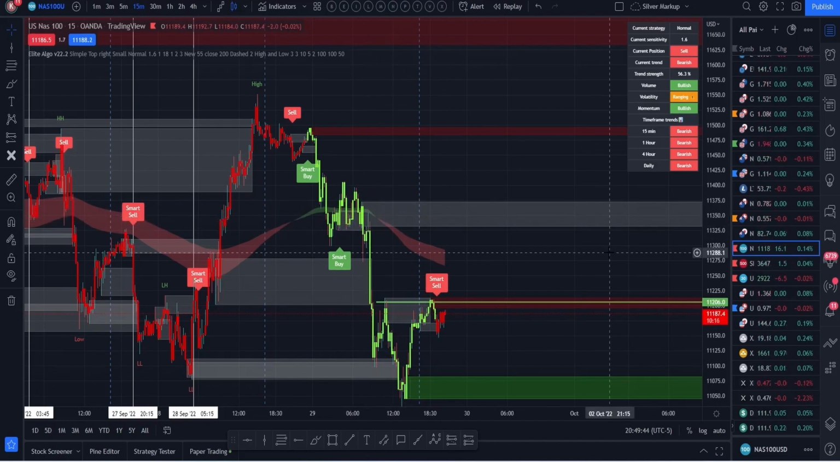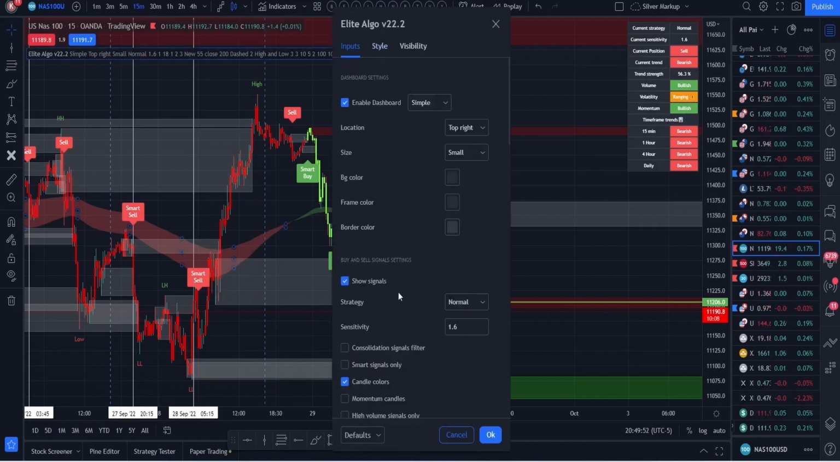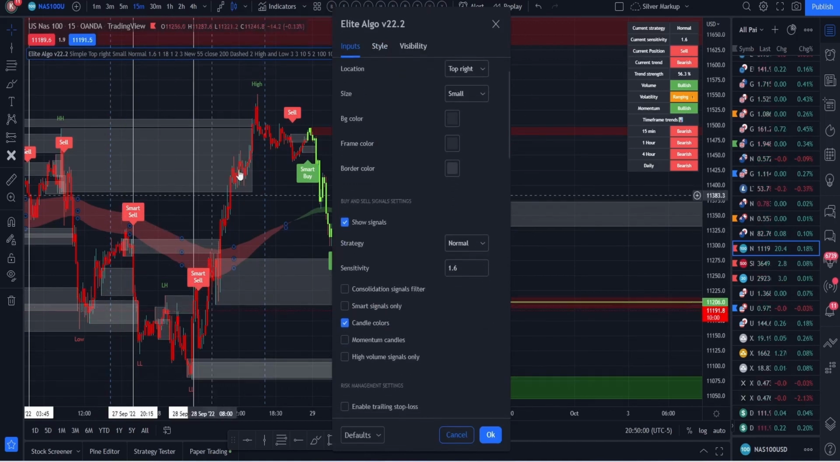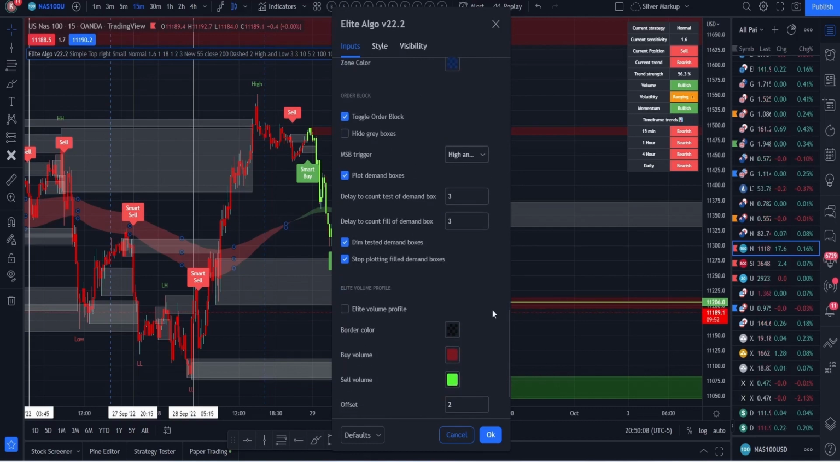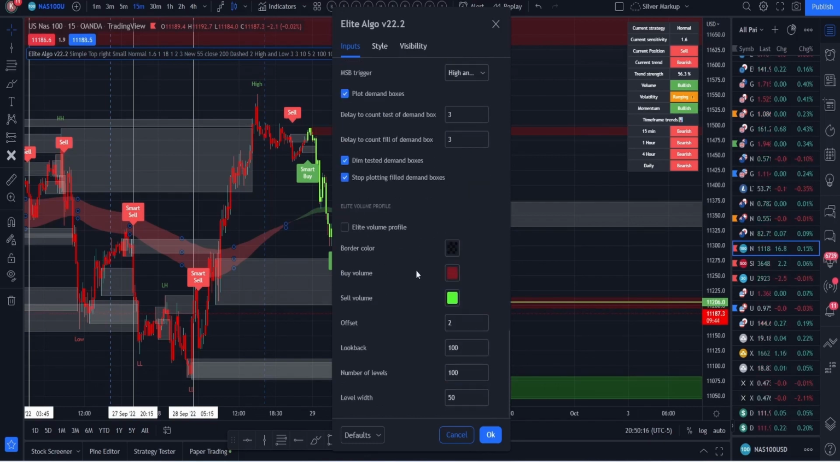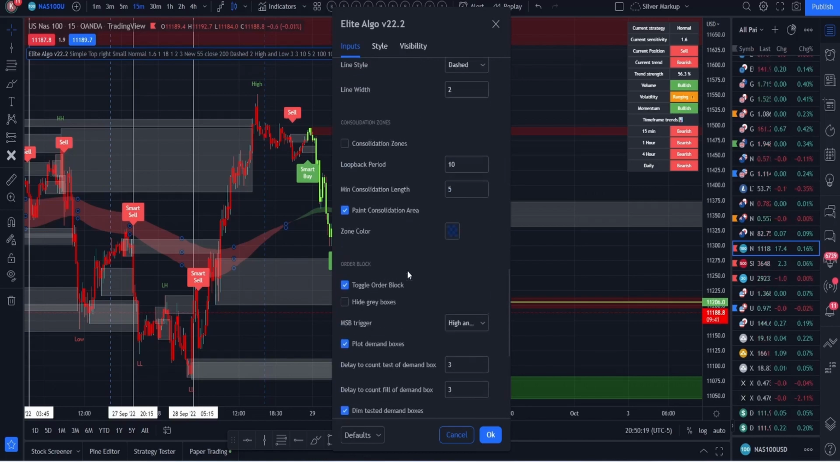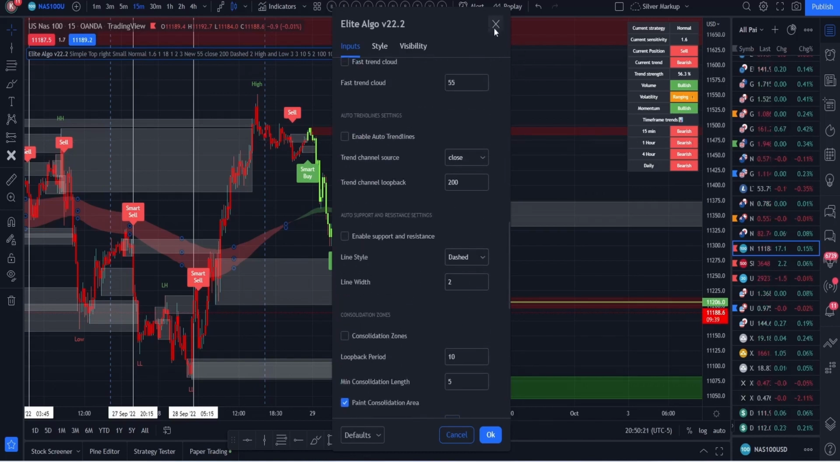So having that on is probably one of my biggest things with Elite Algo: having the trend only, and having the order blocks with the higher lows and lower highs. That's my personal method. This is the way that I particularly trade Elite Algo. But other than that, the rest of the settings are pretty self-explanatory. So you have your demand boxes, and just the colors that you want to use. But that's basically the entire Elite Algo.